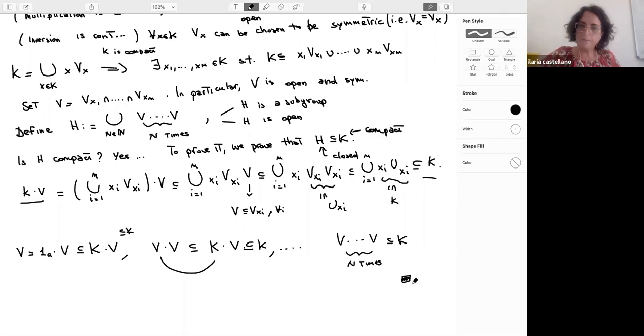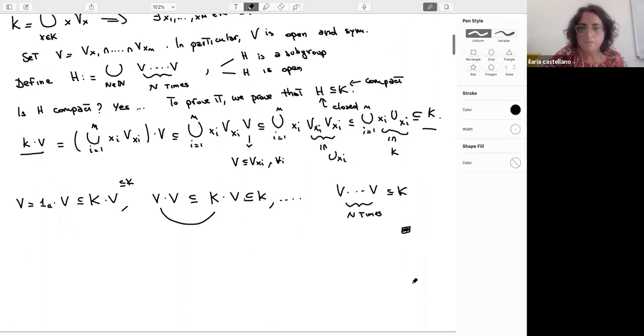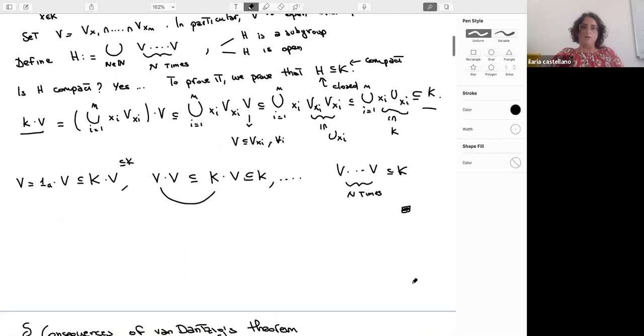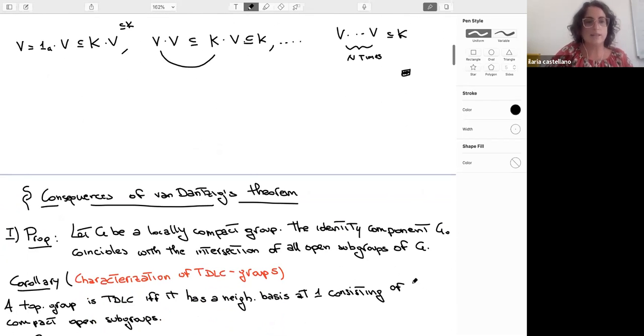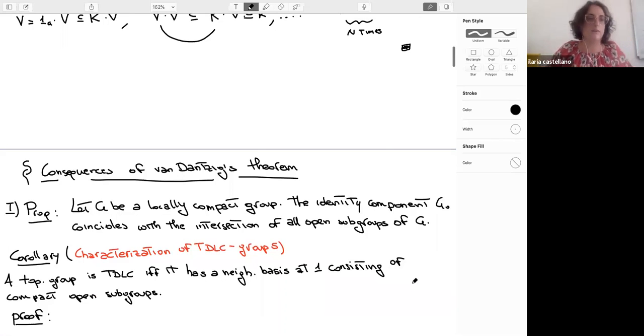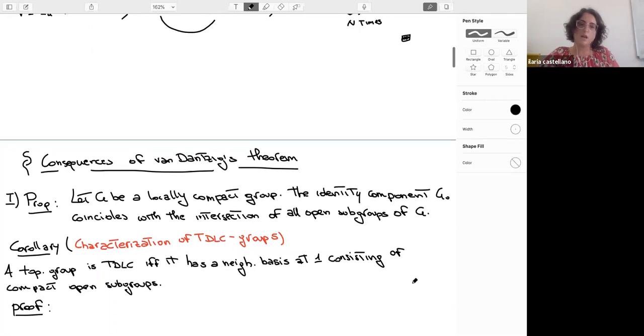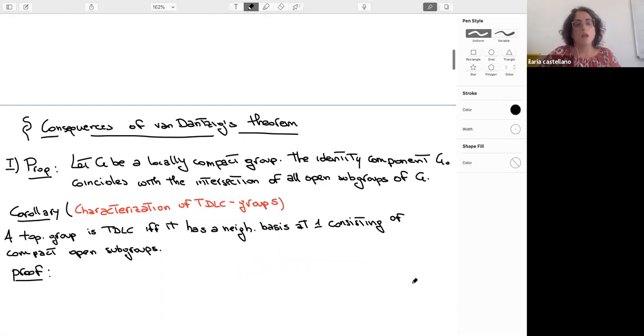And okay, so this is the end of the proof of Van Dantzig's theorem. Okay, so let's have a look at all possible consequences that we can have now that the theorem is available. So the first consequence is the following. G is a locally compact group. Then we look at the identity component, so the largest connected subset containing the identity in G. And Van Dantzig's theorem implies that the identity component is the intersection of all open subgroups of G.